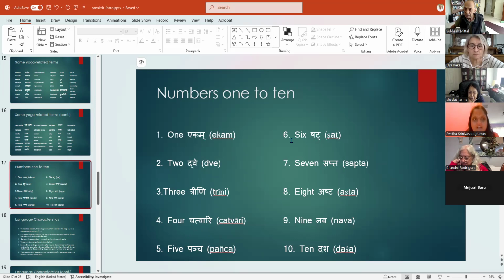Now this sh, this is the second sh, not the first one. So the sound is from a little bit further back of the palate. Shat. All right, the tongue goes a little further back. Shat. Sapta. Ashta. Same thing, that sh is still the same sh, the back of the palate. Ashta.